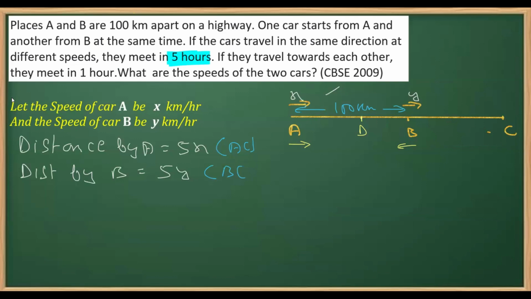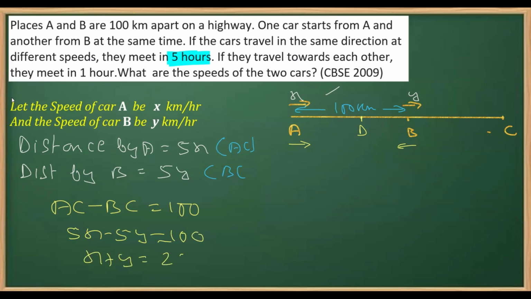Let me write it properly. I can say from here, AC minus BC is 100 from the figure. And AC is 5x, so this is 5x minus 5y is equal to 100. If I take 5 common, I get x minus y is equal to 20. So this is the first equation that we have obtained here.